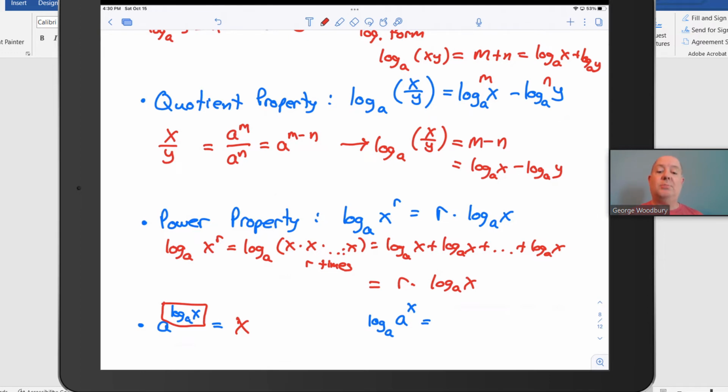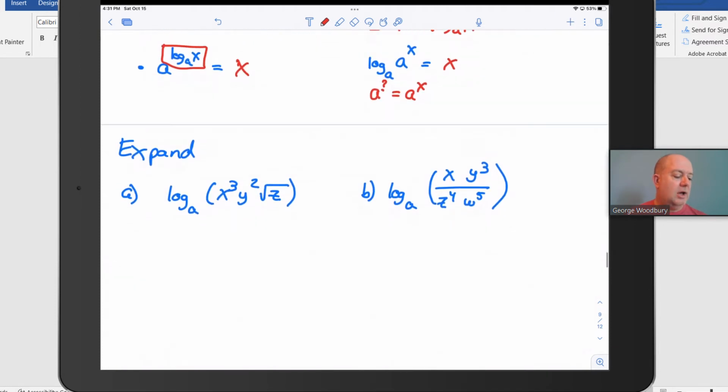For the other one, log base a of a to the x power, that also just equals x. And basically what we're asking on the left side here is a to what power equals a to the x power? Well, clearly that's got to be x. So we'll use those. Think about the inverse ideas that we had before. This is really what's happening here. Exponential of logarithm with the same base, they undo each other, and it doesn't matter what order those are in.